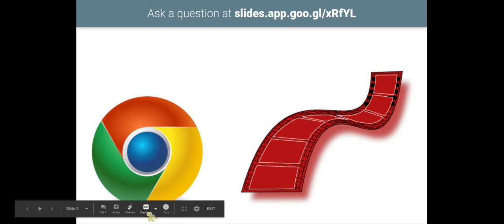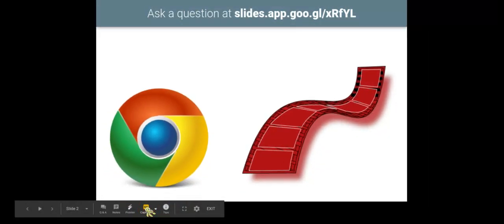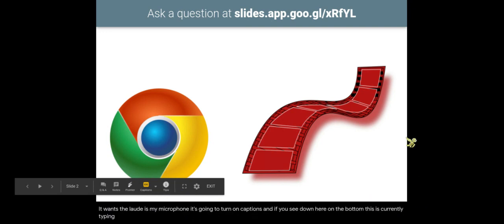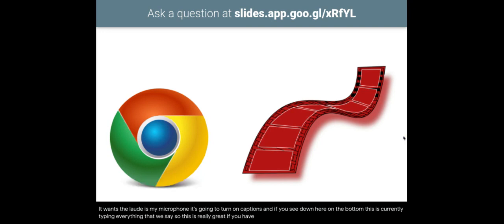Another thing that they've added is this turn on captions. So if I click on this, of course it wants to allow use of my microphone, and it's going to turn on captions. If you see down here on the bottom, this is currently typing everything that we say. So this is really great if you have people who might be hard of hearing, or you just want to have that extra feature.